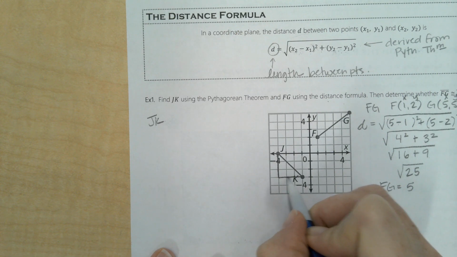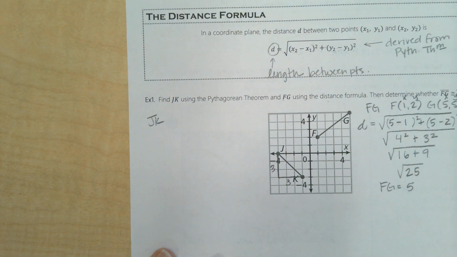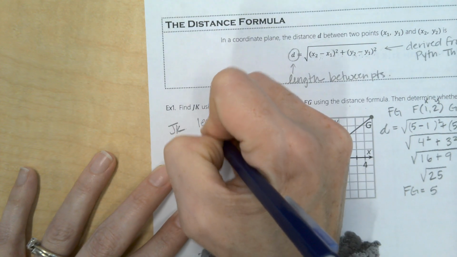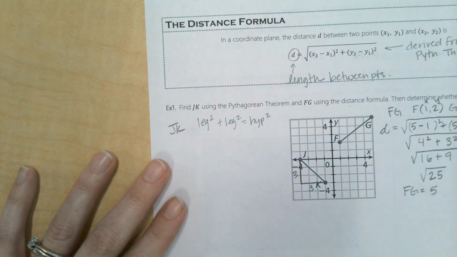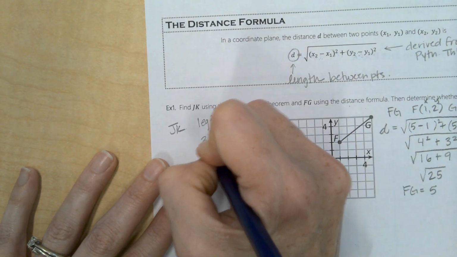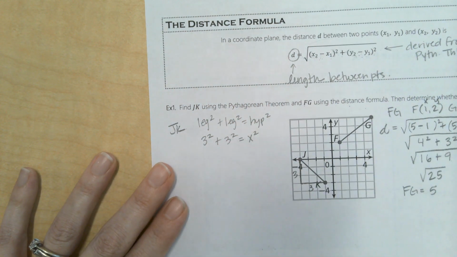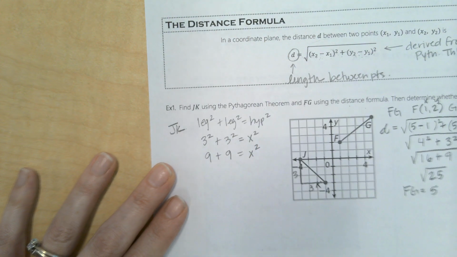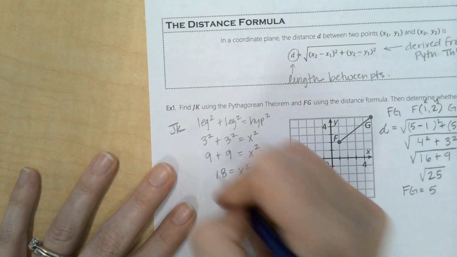So our legs, if we count 1, 2, 3, this one's 3. 1, 2, 3, this one's 3. So remember that it's a leg squared plus a leg squared equals the hypotenuse squared. So we're going to go 3 squared plus 3 squared equals, I'm going to call it x squared. What's 3 squared? 9. And then 9. 9 plus 9 is 18. And then we are going to square root it.